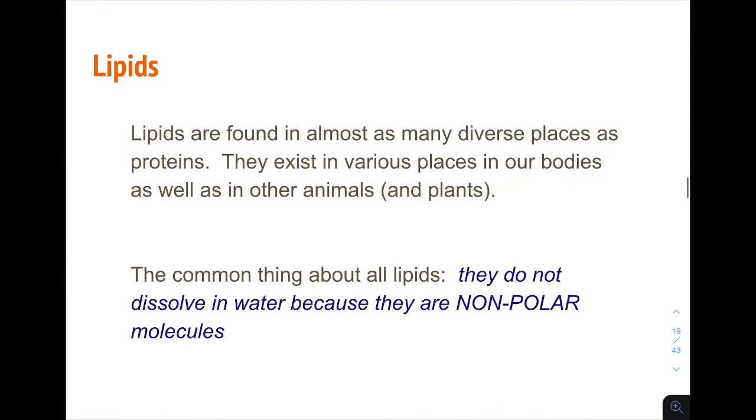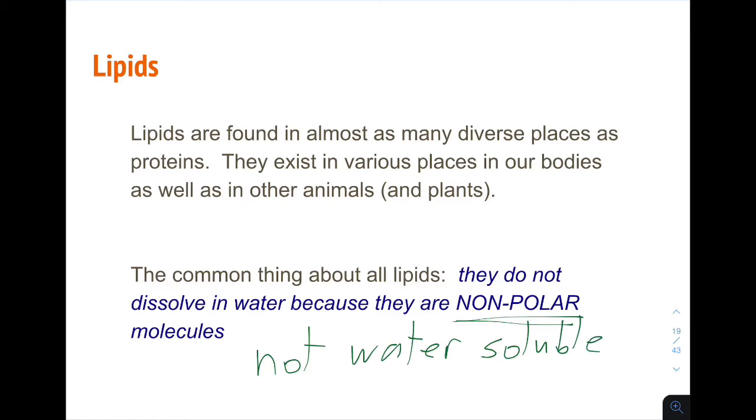All right. The next macromolecule are the lipids. Lipids do a whole bunch of different things. We don't focus on too many of them in Bio 20. One thing to remember is that they are non-polar. So they are not soluble in water. They do not dissolve in water. Fats and oils do not.